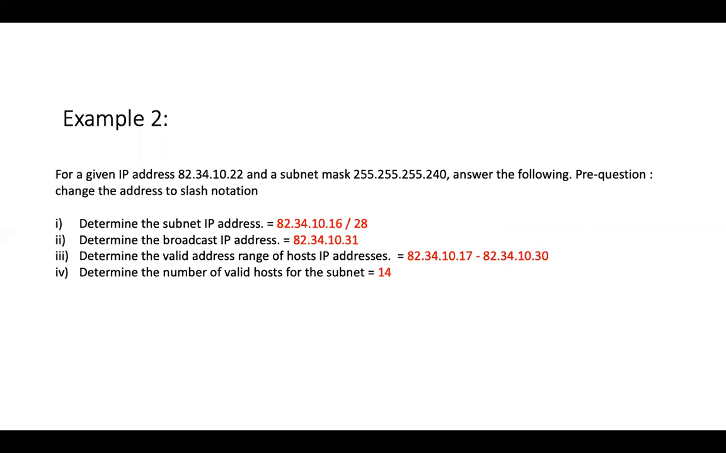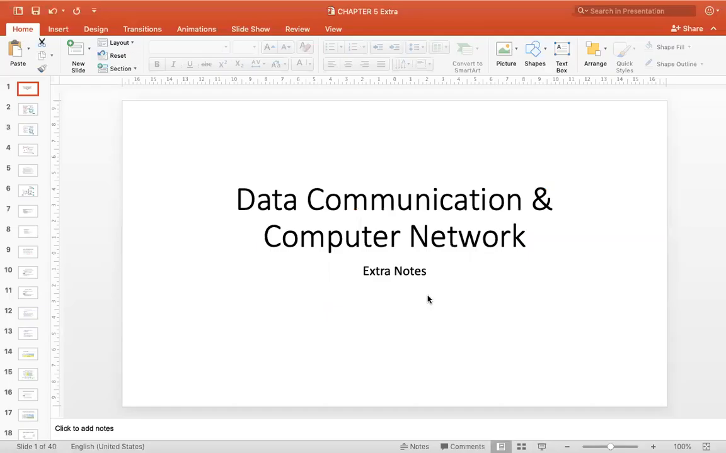Okay, so these two examples are very important. This is how you calculate the subnet IP address, broadcast IP address, valid address range of host IP addresses, and number of valid hosts for the subnet. So this is basically the end of chapter 5 for the extra notes.